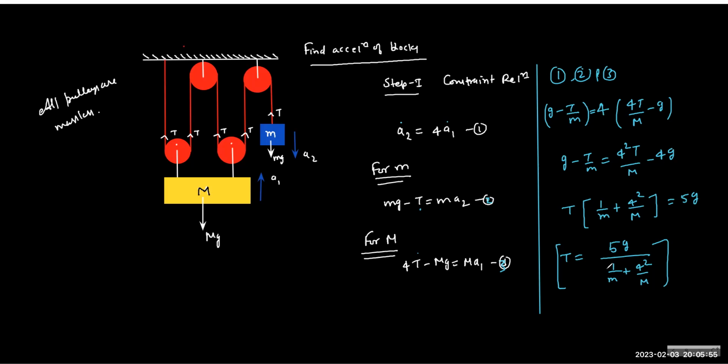Okay. So for small m it is T, for capital M it is 4T. So as many tensions as you read, that times G will be there. So you can see 5G we have, because 4T here and T here, you can see it's 5G.